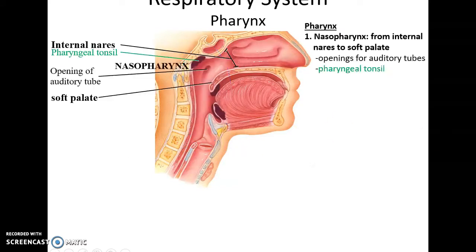Pharynx, or throat, the back of the throat, goes from the internal nares down to just above the larynx and esophagus. The pharynx comes in three regions. First region is the nasopharynx, which is from the internal nares to the soft palate. It includes the opening to the auditory tube coming from the middle ear and the pharyngeal tonsil.